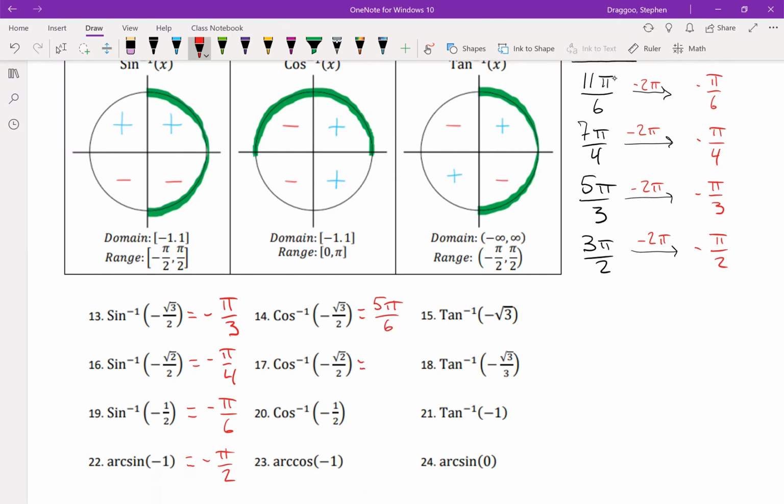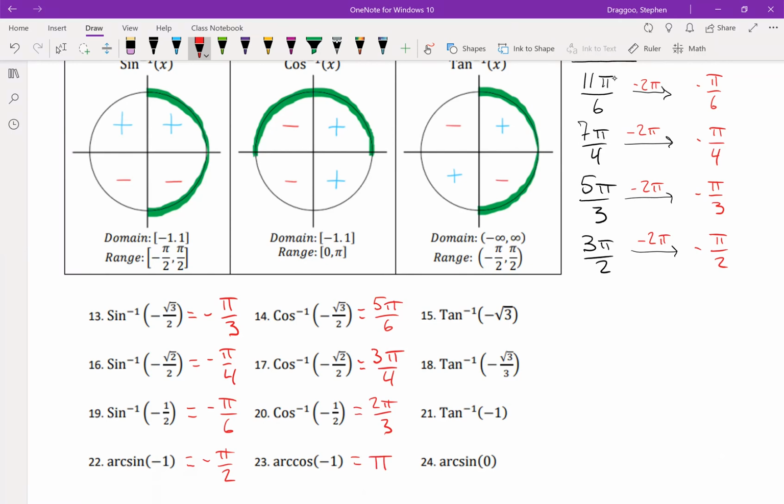Next, I want an angle with a cosine value of negative root 2 over 2, which must be 3 pi over 4. An angle with a cosine value of negative 1/2, looks like 2 pi over 3. And the arc cosine of negative 1, same as the cosine inverse of negative 1, that'll be at pi.